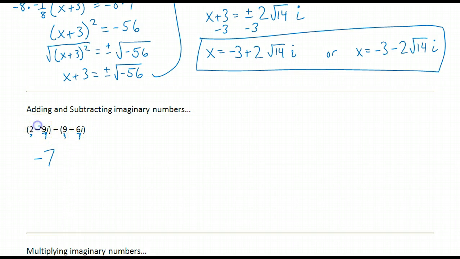But I have a negative 9i minus negative 6i. This negative sign needs to be distributed to both things in the parentheses. I need to subtract everything. So I really have negative 9i plus 6i. A negative negative becomes a plus. Negative 9i plus 6i gives me negative 3i.